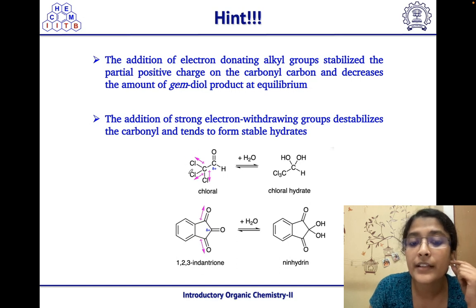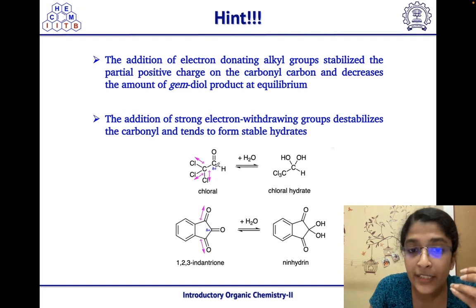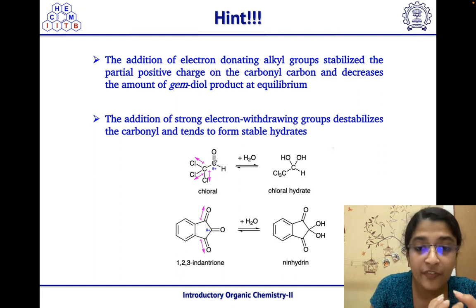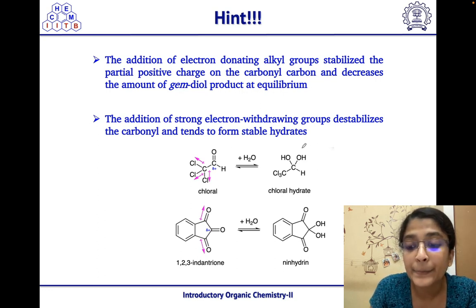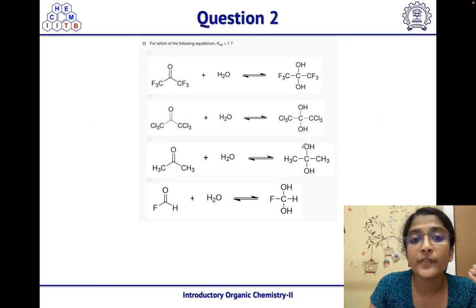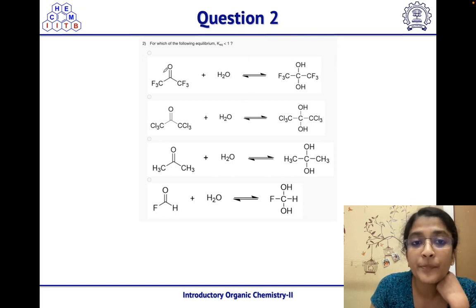So if this methyl group is substituted by a trichloro substituted methyl, it is highly electron withdrawing in nature. Because of its electron withdrawing effect, this carbon already has a delta positive charge, and when electrons are withdrawn from there, that positive charge will increase and it will become unstable, and it can easily react with water to give this hydrate. Is this clear? Yes, ma'am.